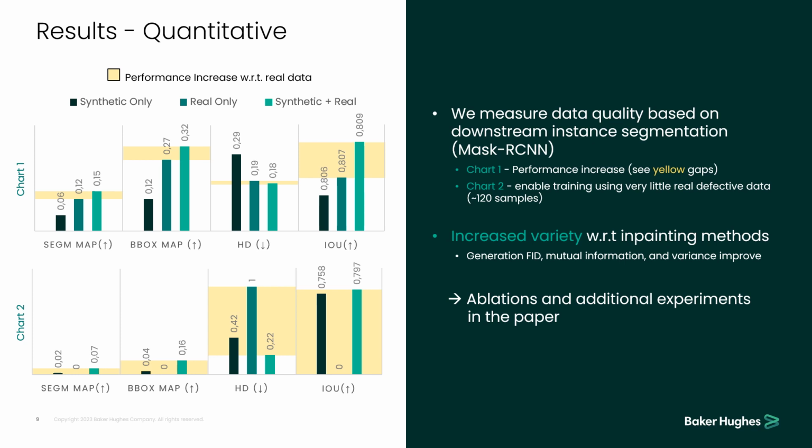Results shown in chart 2 demonstrate that training high-capacity instance segmentation models such as Mask R-CNN with such a small dataset is not feasible, and the model collapses. Experiments also show that our method increases variety with respect to in-painting methods. You can refer to the paper for ablation studies and additional experiments.